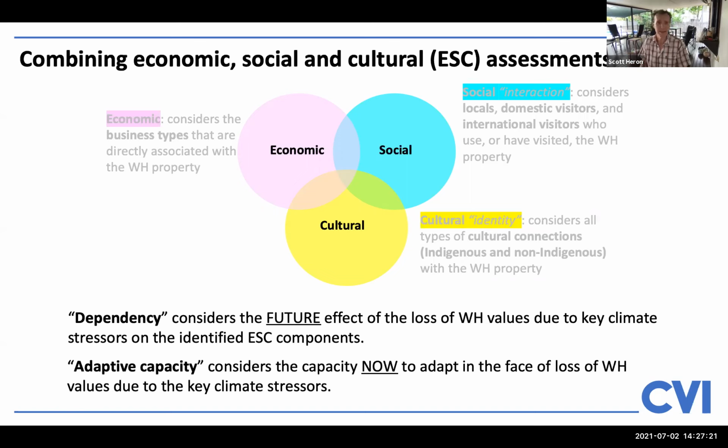Adaptive capacity does not look to the future, but instead looks now. It's the capacity now to adapt in the face of the loss of World Heritage values due to the key climate stresses. So this might be the capacity that a business type has to change its practice and be able to still function as a thriving business. Or it might be how people's cultural connections with the property have to modify because of the changing landscape of World Heritage values, and whether or not those cultural connections will have that capacity to modify, to adapt.